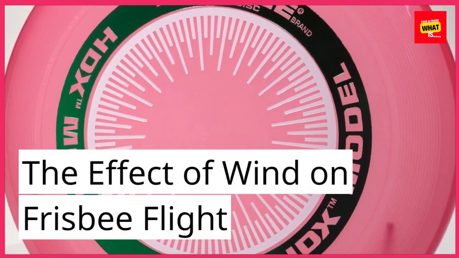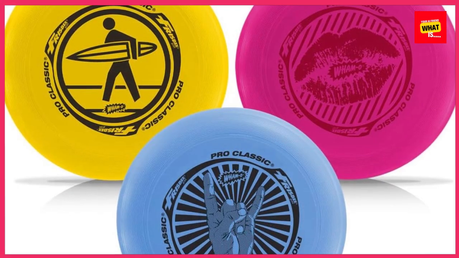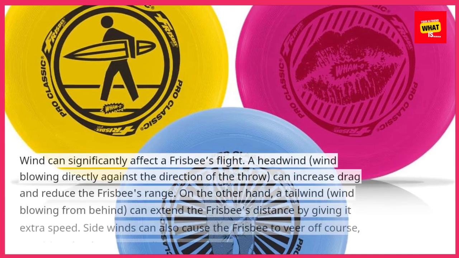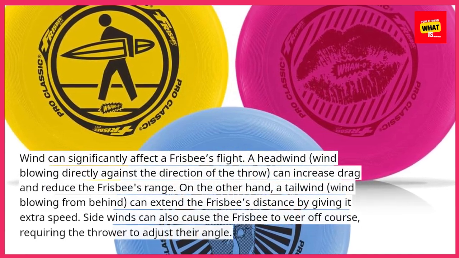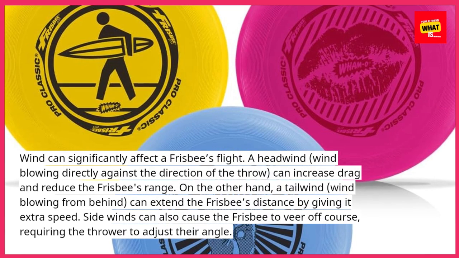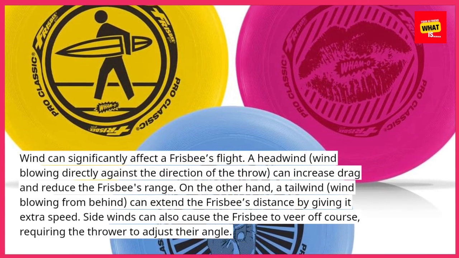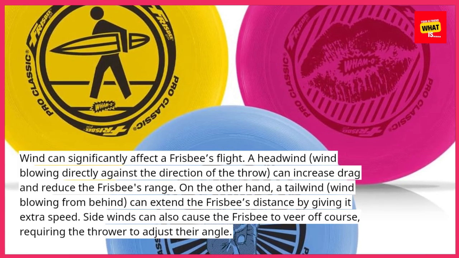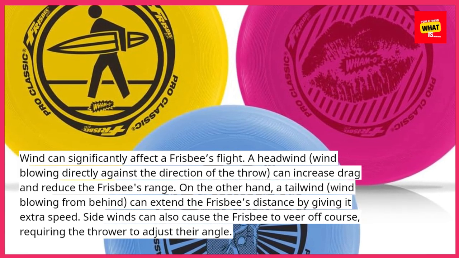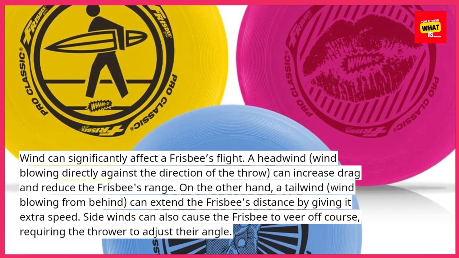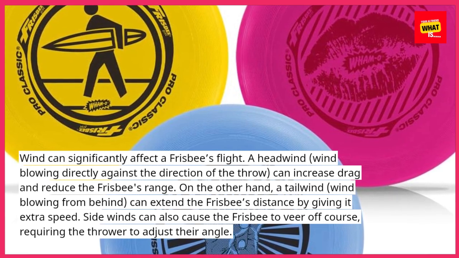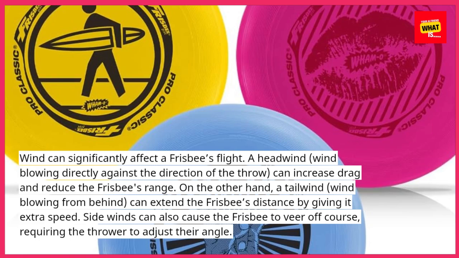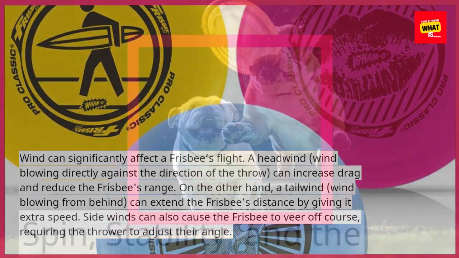The effect of wind on frisbee flight. Wind can significantly affect a frisbee's flight. A headwind, wind blowing directly against the direction of the throw, can increase drag and reduce the frisbee's range. On the other hand, a tailwind, wind blowing from behind, can extend the frisbee's distance by giving it extra speed. Side winds can also cause the frisbee to veer off course, requiring the thrower to adjust their angle.